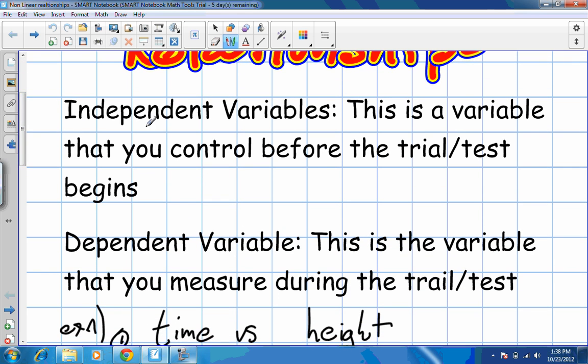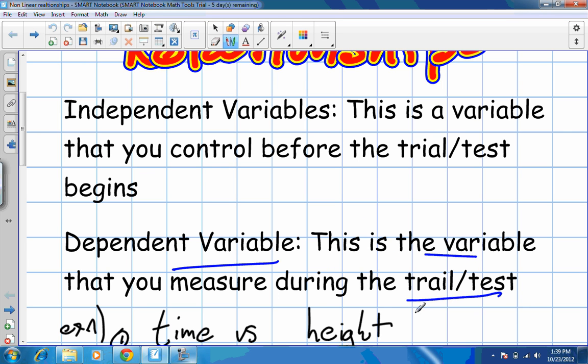And we talk about certain types of variables. When we are comparing things on a graph, we have two types of variables. One that we represent on the x-axis and one we represent on the y. The names of them are the independent and dependent variables. The independent variable is, from the definition, a variable that you control before the trial or test. And the dependent variable is the variable that you measure during the trial or test.